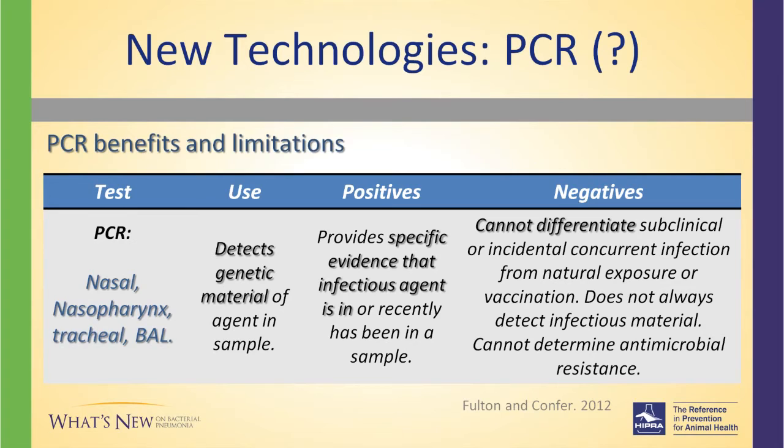This is the first situation, when we have the sample from a nasal swab, from the upper respiratory tract. If we do a PCR, the only thing we are doing is detecting the DNA from the bacteria. But it doesn't give any clue about the disease. So we just know that the pathogen was there. But we cannot differentiate between just incidental infection or the inspiration of droplets of aerosols with the bacteria.